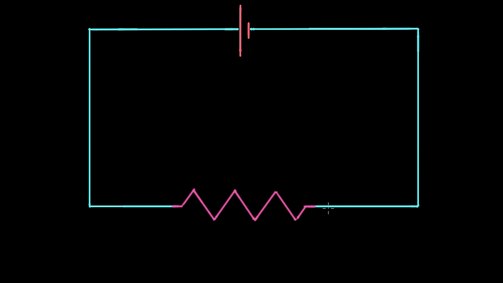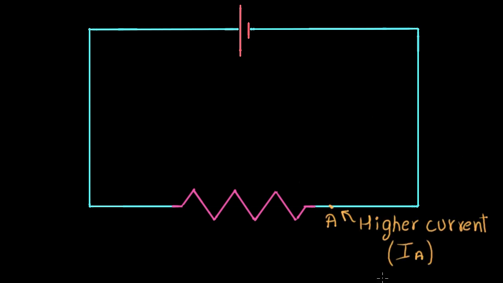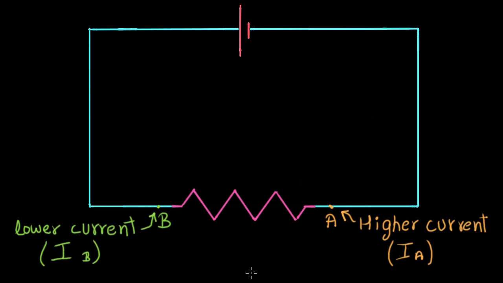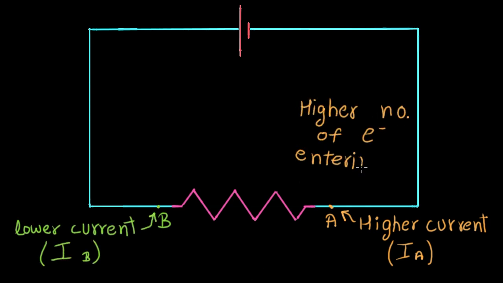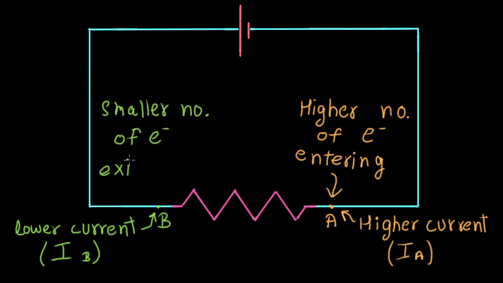To make this idea even clearer, let's consider a case where the current is not the same throughout the circuit and see what happens. Suppose the current at point A is higher than at point B. This would mean that every second, a higher number of electrons are entering the resistor, but a smaller number of electrons are exiting it. But how is that possible?